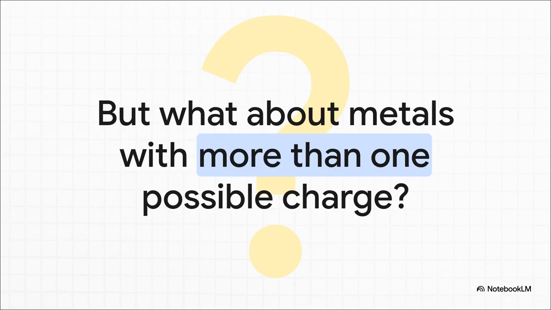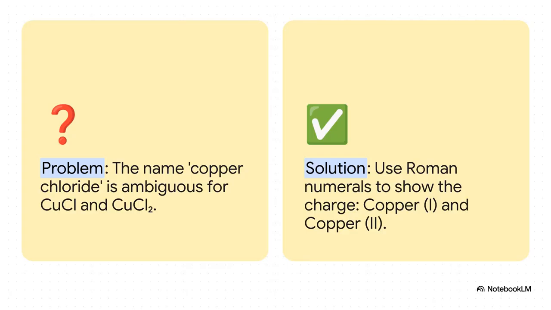But this brings us right back to our original puzzle. What do you do with those other metals? You know, the ones in the middle of the periodic table that are a little less predictable. The ones that can give away a different number of electrons and end up with different charges. And this is exactly why it matters. A metal like copper can form a +1 ion or a +2 ion. If we just said copper chloride, how would anyone know if we meant CuCl or CuCl2? Those are two completely different things. In science, that kind of ambiguity is a huge problem. So we need a solution.